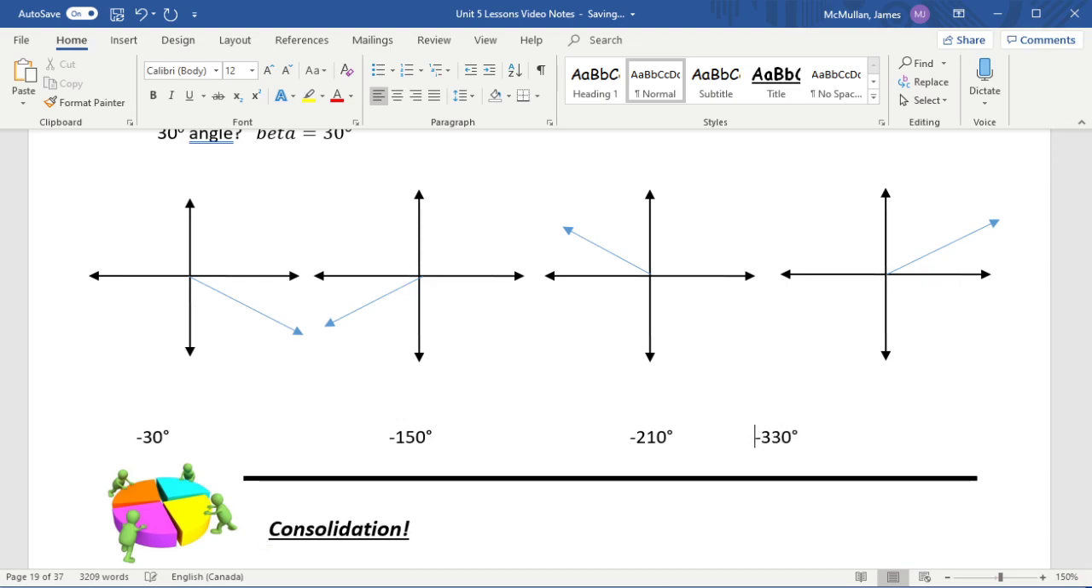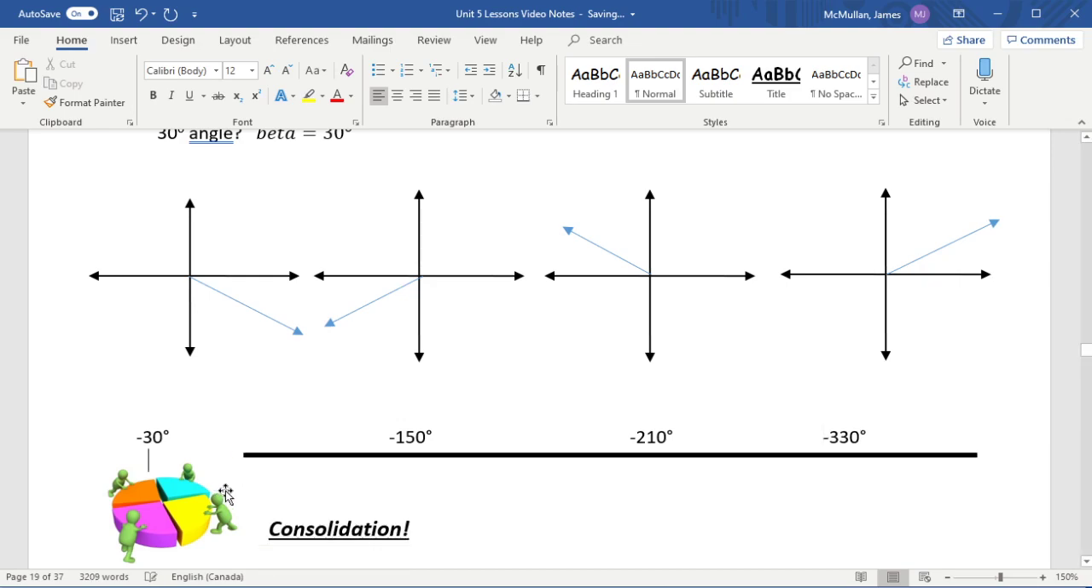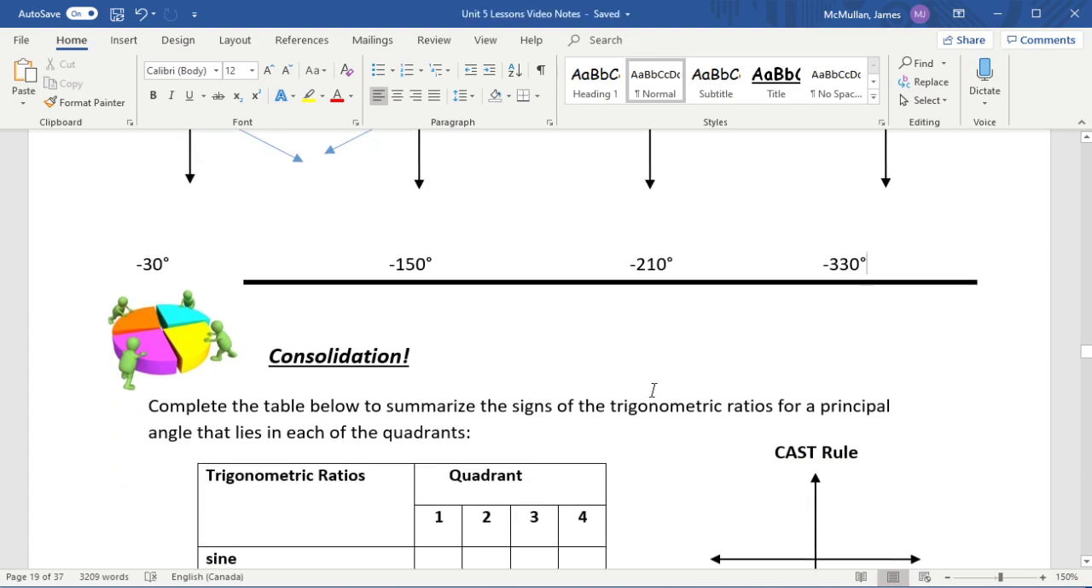Okay. So that would be how you would draw a bunch of related angles, but negative. And again, if you want to post on my discussion forum, how are these numbers and their sines, cosines, and tangents related to what we just did at the top with the 30 degrees? Okay.